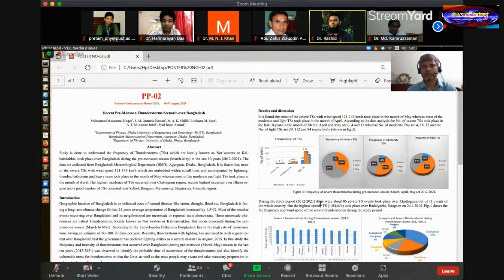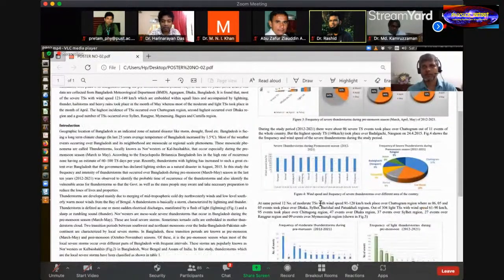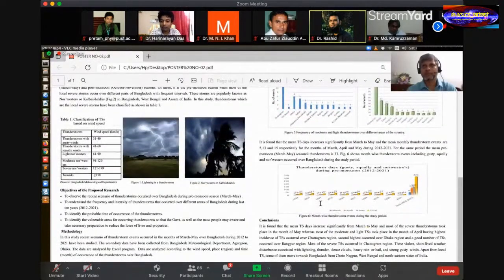The highest incidence of thunderstorms occurred over Chittagong region, and the next are Dhaka, Sylhet, Rangpur, Mymensingh, Kumilla, and Bogura region, respectively. It is found that the mean seasonal thunderstorm days are 33 during the study period. The main objective of the study is to identify the thunderstorm trend area and the probable time of occurrence of thunderstorms so that the government as well as the people become aware of it and take necessary steps. Thank you all.